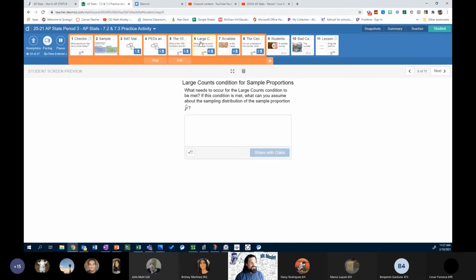All right, our large counts condition for sample proportions. What needs to occur for the large counts condition to be met? And if this condition is met, what can you assume about the sampling distribution of the sample proportion p hat? I saw some people typing into their responses here. If np and n times 1 minus p are both greater than or equal to 10, that meets the large counts condition, meaning there's at least 10 successes and at least 10 failures in our sample.